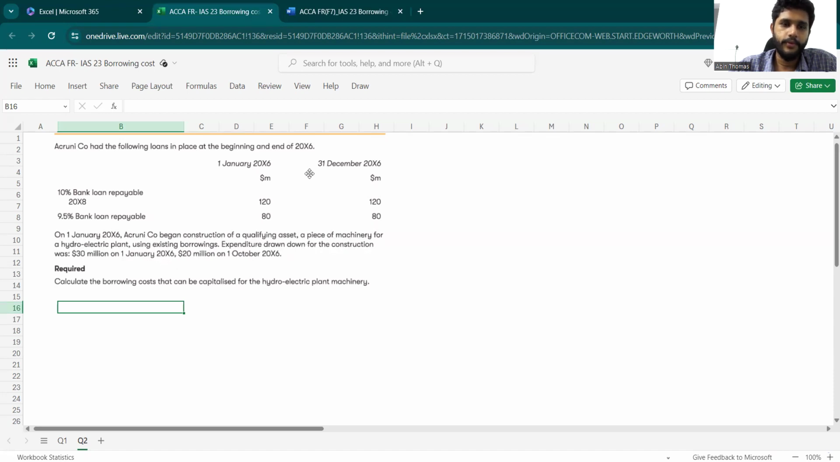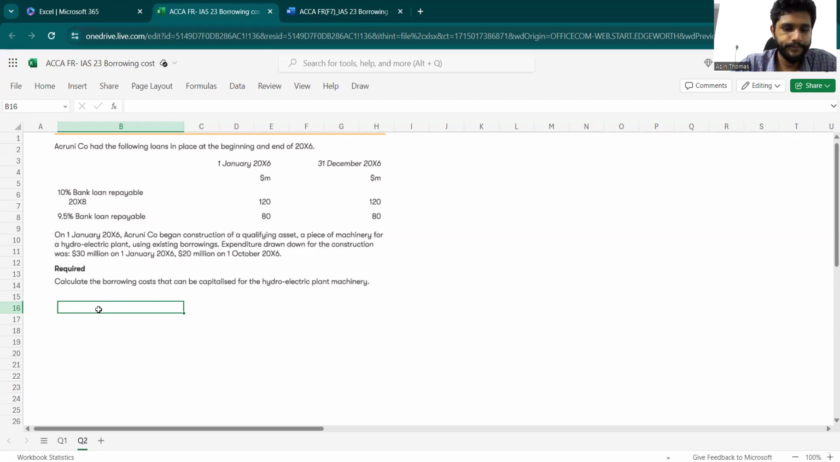See, so for the total loan, they have incurred 30 million on 1st January 20x6 and they incurred 20 million on 1st October 20x6. They haven't said anything about the surplus investment they can use. So we don't have to be worried about the surplus investment. And the requirement is to calculate the borrowing cost that can be capitalized for the hydroelectric plant. So here the main thing that we need to do is to calculate the weighted average borrowing cost.